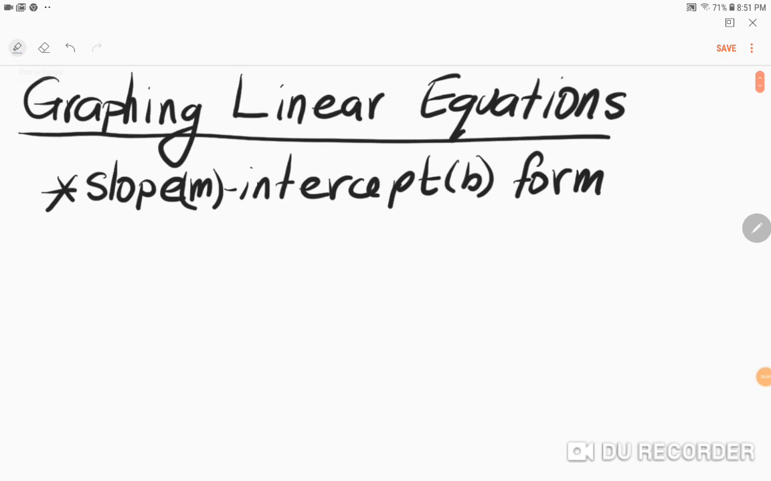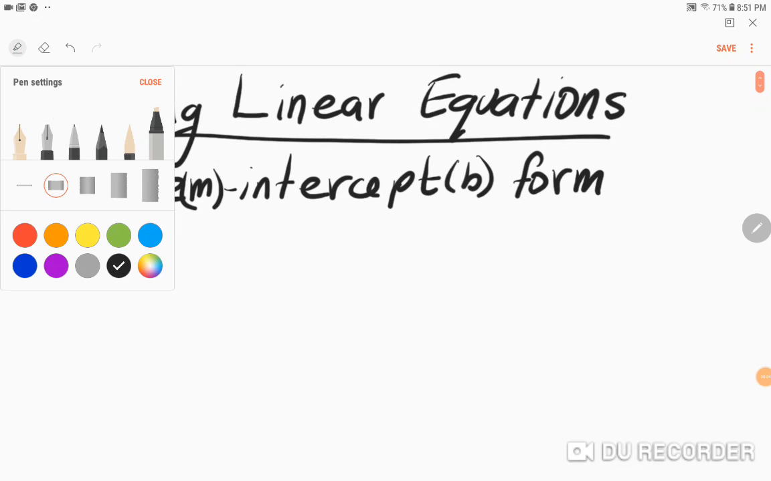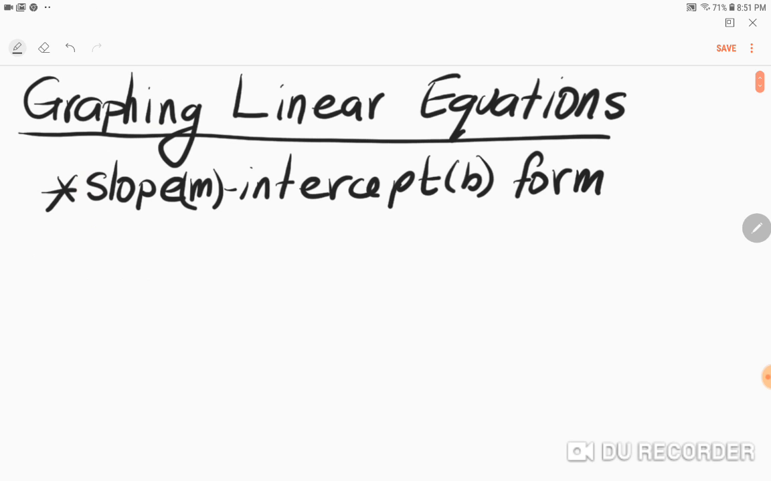Okay, in this video I'm going to show you how to graph linear equations. When we graph, we mainly use the slope-intercept form, and that form looks like this. We have y is equal to mx plus b. The slope is the m value, and the y-intercept is the b value.